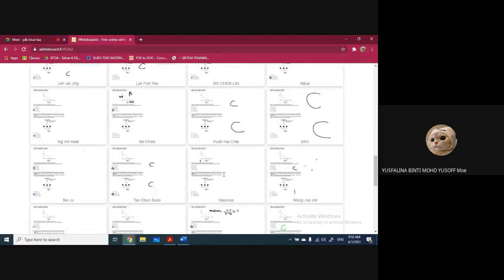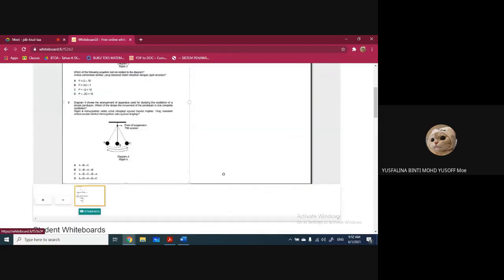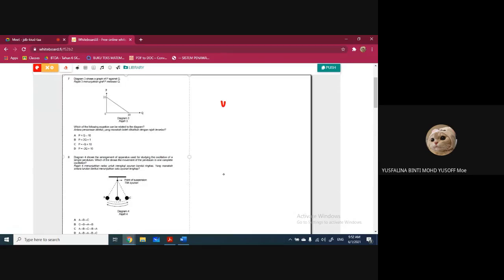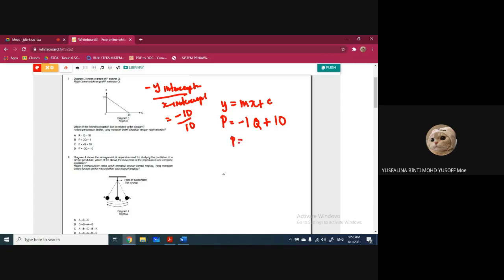Okay, mostly of you got answers C and C. So let's see for number 7. So y is equals to mx plus c. This is the general equation for the straight line, right? So y here is p, X here is q, so m is the gradient. Since it gives you the y-intercept and also the x-intercept, you can use the formula negative y-intercept divided by x-intercept. So negative 10 divided by 10, you got negative 1. And then c is the y-intercept, that is 10. So the equation should be p equals negative q plus 10. So the answer should be C.